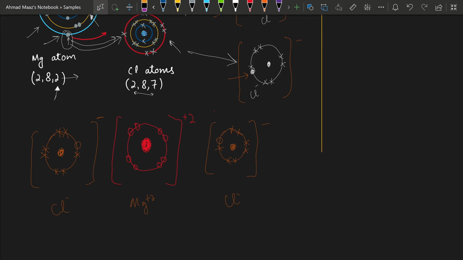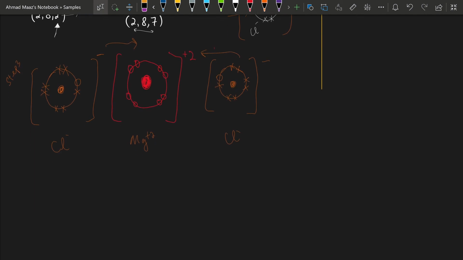This is now the compound. Step 3: this negative is attracted towards this positive. This is the force of attraction between magnesium and each chloride ion. So the formula is MgCl2 because there are 2 chloride ions involved.